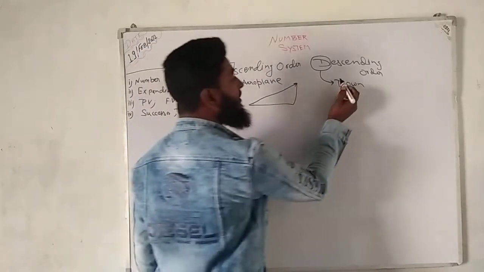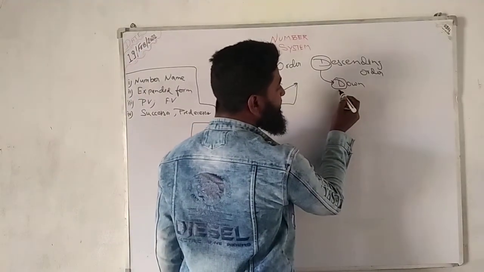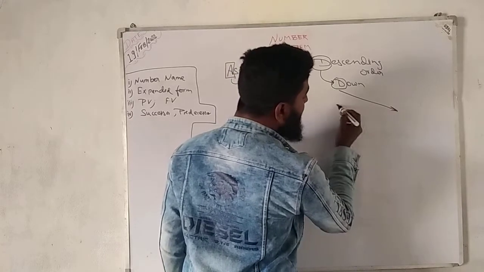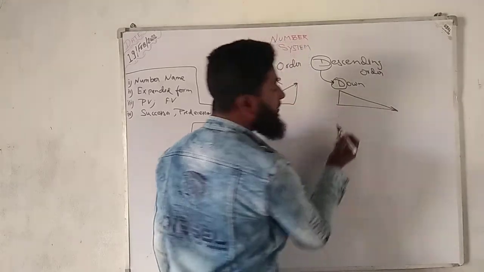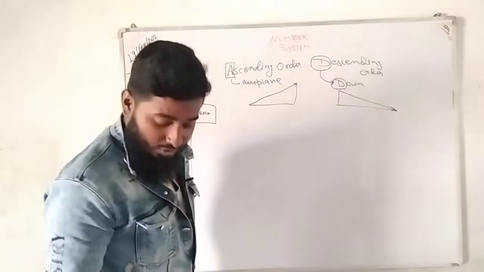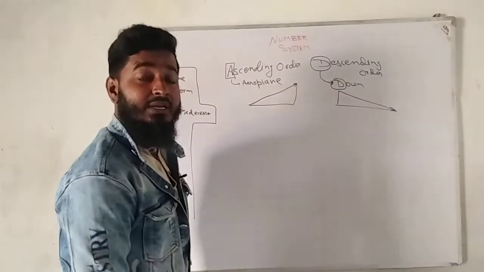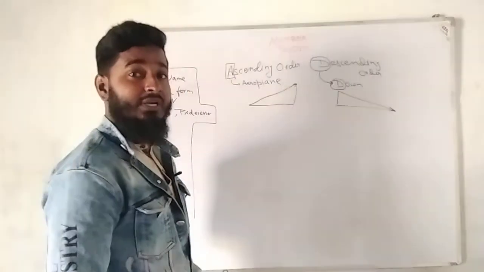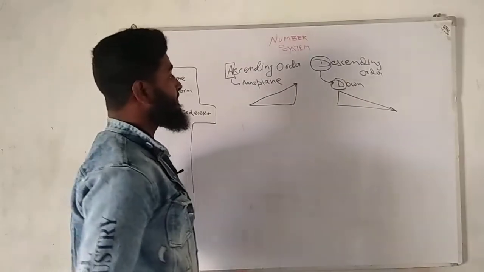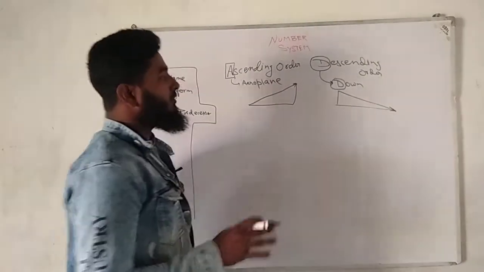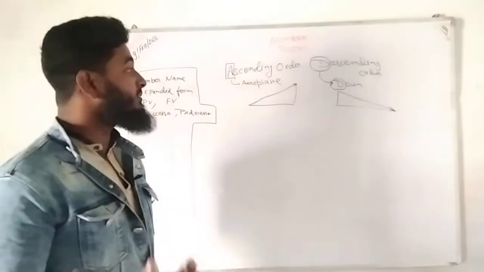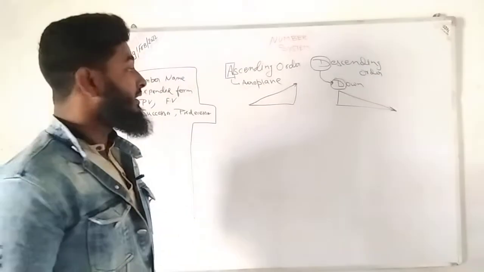Now what is down? Down means first it was above and then it is below. So this is descending order. First it is bigger and then smaller. Okay, done. Now we know that this is ascending order, छोटे से बड़ा, and descending order, बड़ा से छोटा.